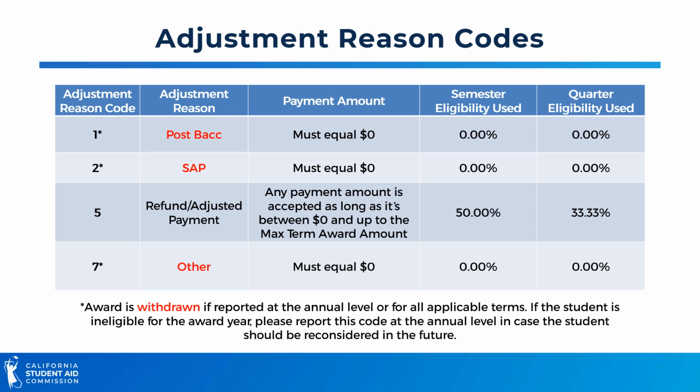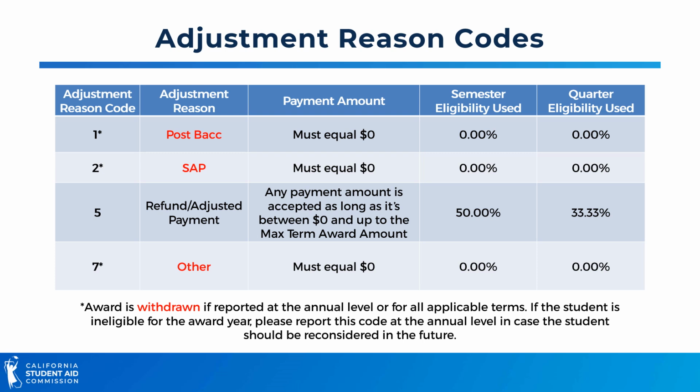Next, let's take a look at adjustment reason codes. These codes are reported in a separate field from enrollment status codes. An adjustment reason code of 1 indicates the student is enrolled in a post-baccalaureate program and therefore ineligible for MCS payment. An adjustment reason code of 2 identifies the student as not meeting satisfactory academic progress and is also ineligible for payment.